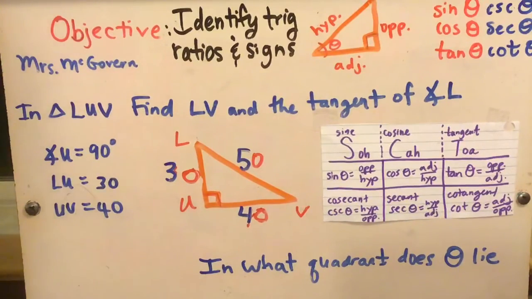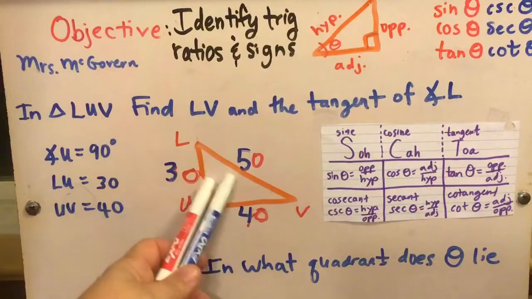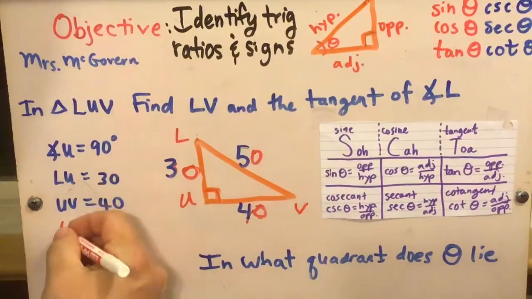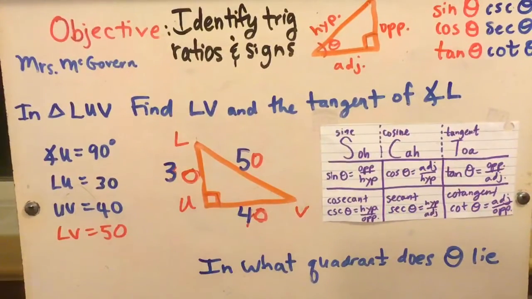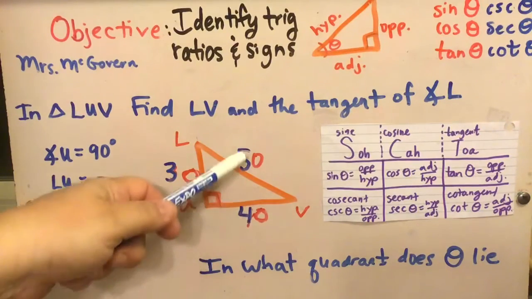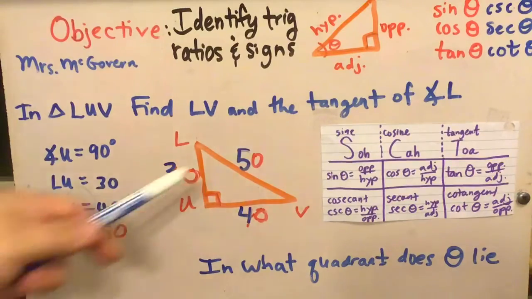Going back to the trig, you're going to need to now say what LV is. So we just found LV, and we said it was 50, and we did that because we knew of a Pythagorean triple, the 3, 4, 5. Otherwise, you can use your Pythagorean theorem and say 30 squared plus 40 squared equals C squared, and solve for C.